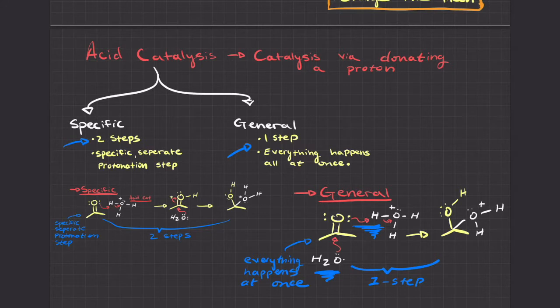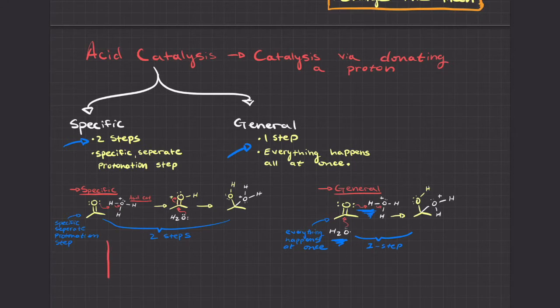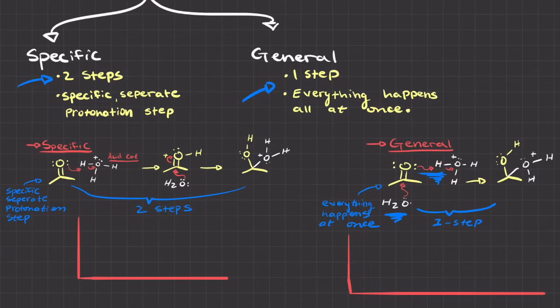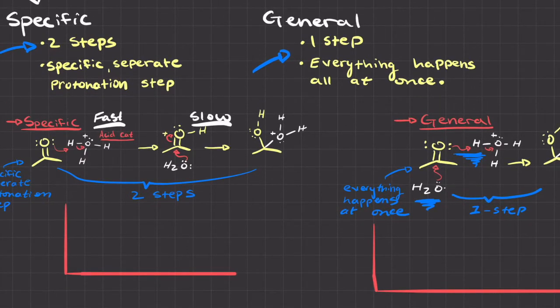Cool. Let's look at some energy diagrams now. Tie these into some diagrams. So I'll draw two here, one for specific, one for general. Now specific was two steps, right? So I gotta have two hills. Okay, we did a fast step and then a slow step. So the fast step will have a small hill and slow steps have big hills. But two hills, right? Because it's two steps. So I'm gonna draw a small, quick, fast protonation step and then a really big, slow addition step. And that would be the energy diagram of this reaction.